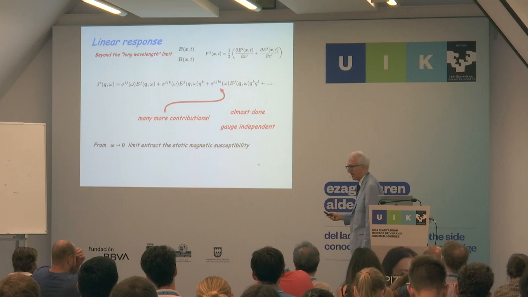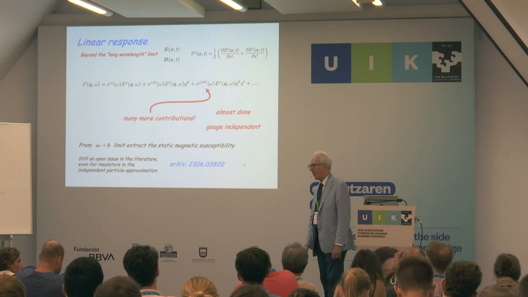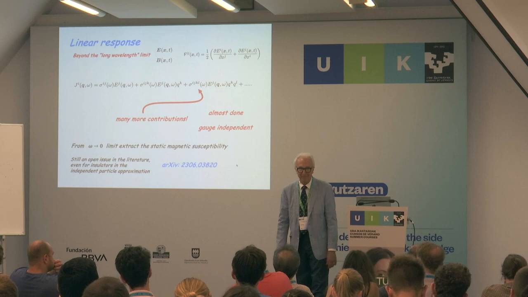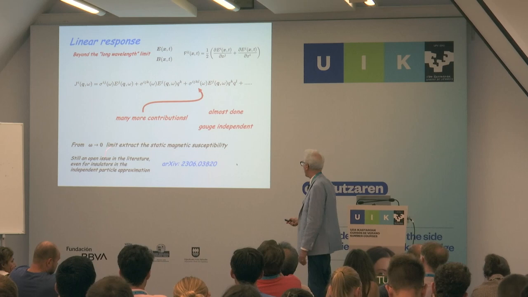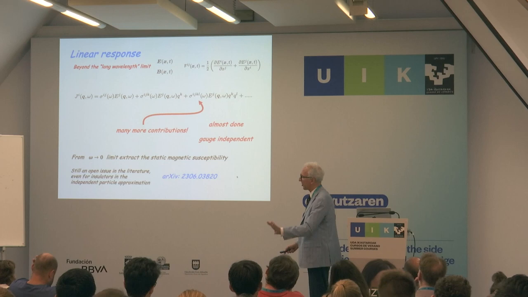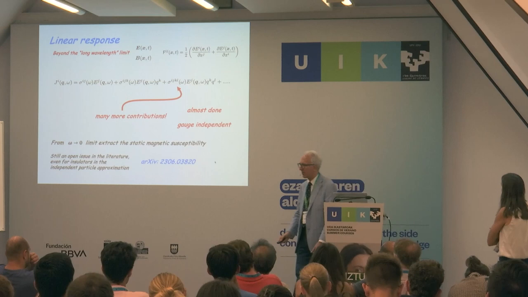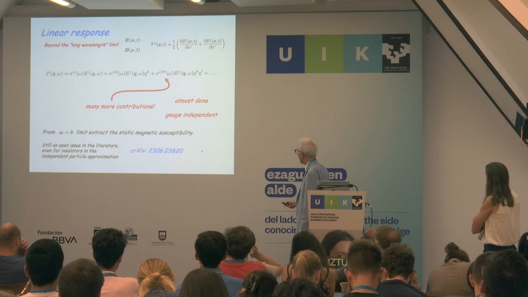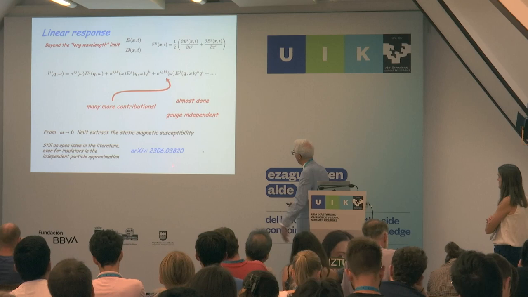And you might say, well, everybody knows what the static magnetic susceptibility for an insulator is in the independent particle approximation, but that's not true. There are fights in the literature over what the right expression is, okay? And we think we've pinned that down. We discovered some sum rules that people had not found, and we get our expression in agreement with other expressions in the literature for that. And as I say, that's the omega equals zero limit. We think we've pinned that down, and we're still trying to convince a referee of that. As I say, this certainly is gauge independent.